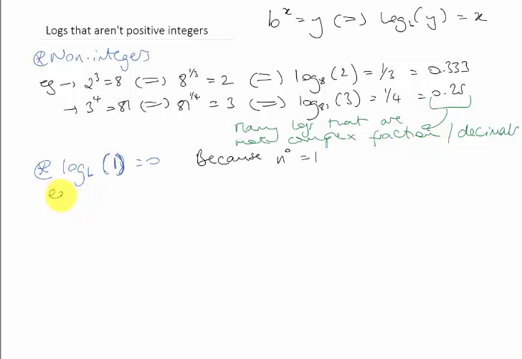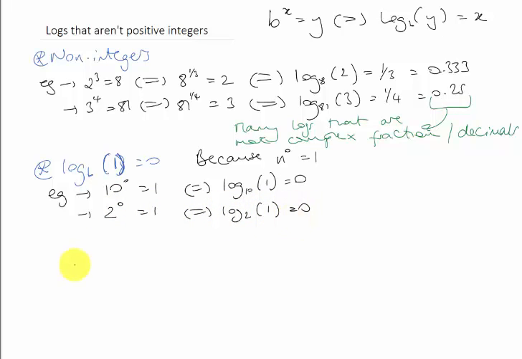So for example, we know that 10 to the power 0 is 1, so that's equivalent to saying that log in base 10 of 1 is equal to 0, and that's exactly the same for base 2, so 2 to the power of 0 is equal to 1, so log in base 2 of 1 is equal to 0, and that's true for any base.